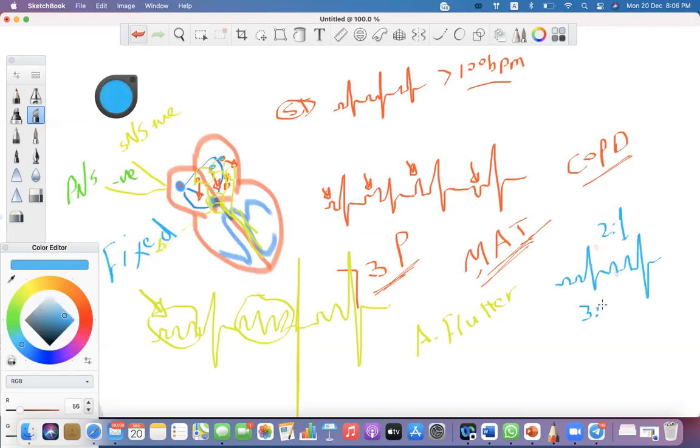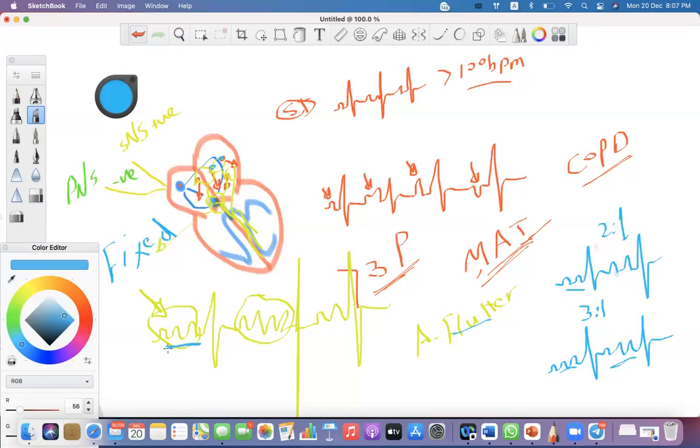You will see a P wave and another P wave and another P wave, then QRS complex. Then you'll see a P wave, another P wave, and a third P wave, then QRS complex. This is a fixed conduction, maybe 2 to 1 and maybe 3 to 1. And here the flutter is regular because the conduction is fixed. But it may be variable conduction, like the previous example.